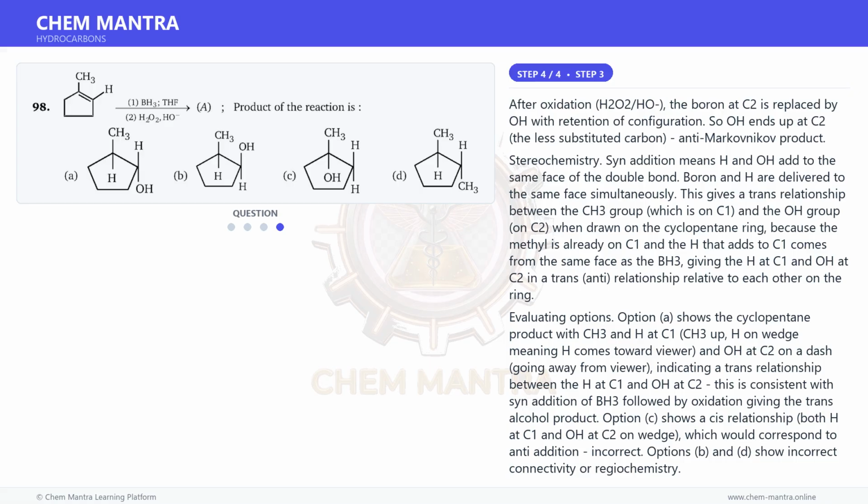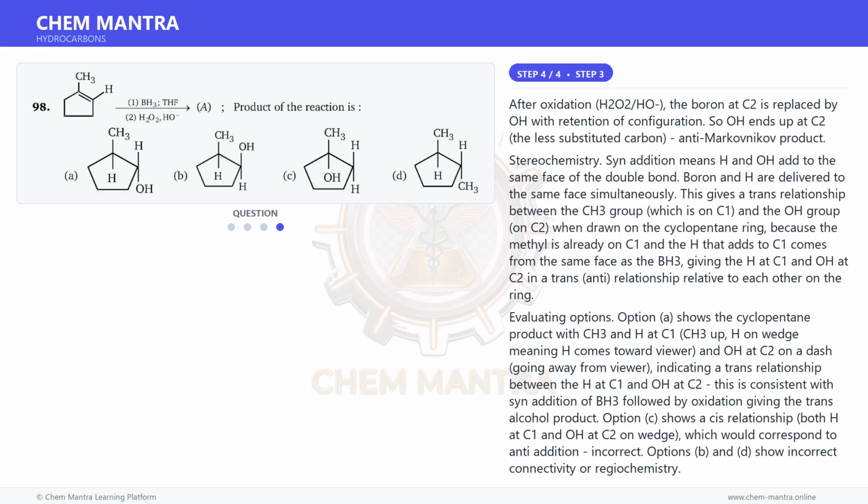After oxidation, H2O2, the boron at C2 is replaced by O with retention of configuration. So O ends up at C2, the less substituted carbon, the anti-Markovnikov product.